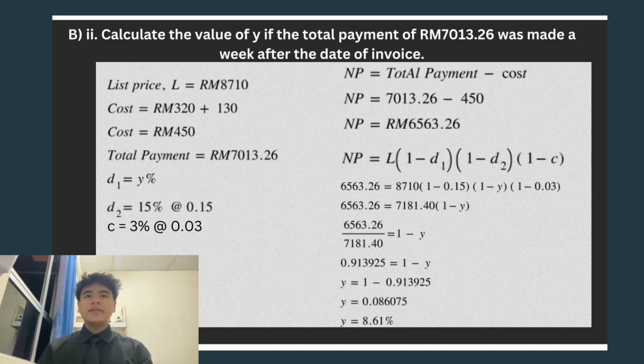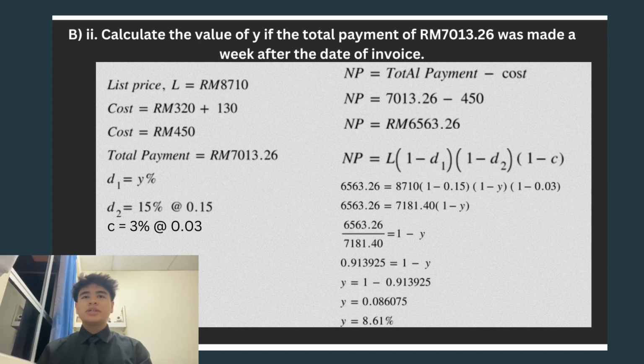We need to find the net price first. Using the formula NP equals total payment minus cost, so 7,030 ringgit 26 cents minus 450, and then we get the answer RM 6,580 ringgit 26 cents. And then to find the value of Y we use the formula NP equals L open bracket 1 minus D1 close bracket open bracket 1 minus D2 close bracket open bracket 1 minus C close bracket.